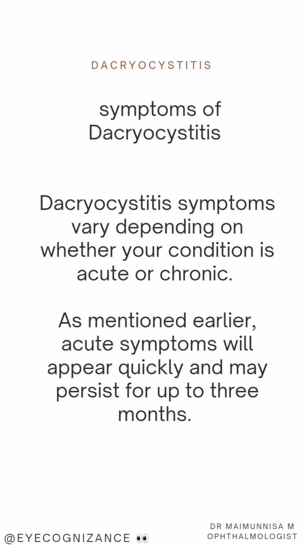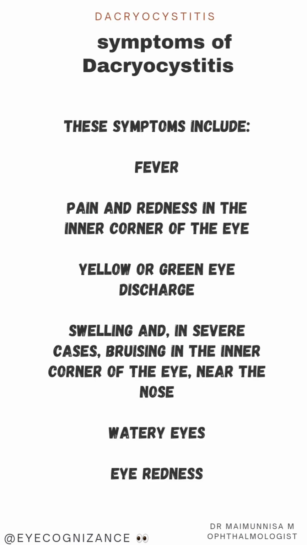Dacryocystitis symptoms vary depending on whether your condition is acute or chronic. As mentioned earlier, acute symptoms will appear quickly and may persist for up to 3 months. These symptoms include fever, pain and redness in the inner corner of the eye, yellow or greenish discharge, swelling, and in severe cases, bruising in the inner corner of the eye near the nose. Watery eyes and redness may be noted in cases of dacryocystitis, especially in acute ones.